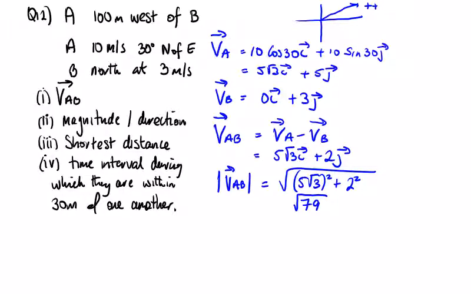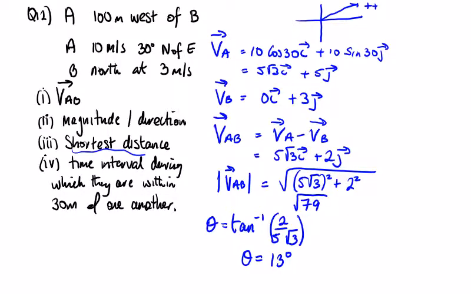And then the angle, which I'll have to get my calculator for, is the inverse tan, if we look at theta, of 2 over 5 root 3. So theta works out to be 13 degrees.